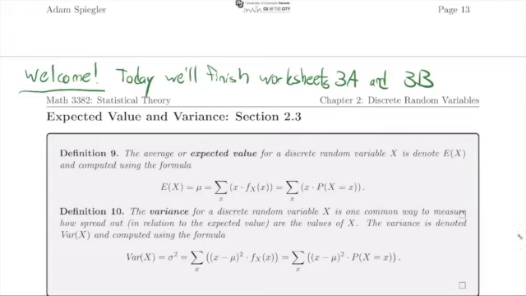And yeah, so the plan for today is to continue talking about discrete random variables that we started talking about last time. I've got like stars around my head. Hold on a second.